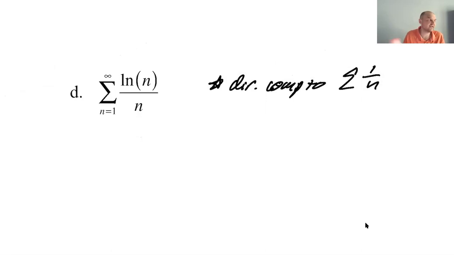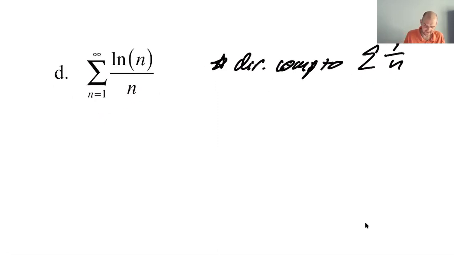Limit comparison will not give you a positive finite. It'll just give you infinity, so you can't really do that. So direct comparison to 1 over n is actually probably the easiest way. Actually, I'm going to do that. You could also do the integral test. An integral test will also give you that it diverges.